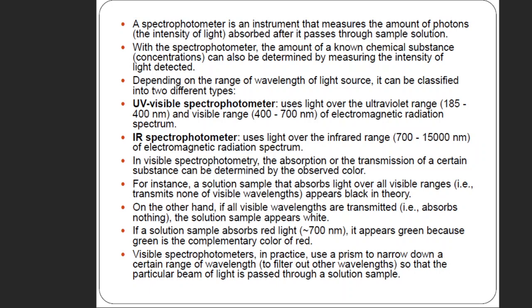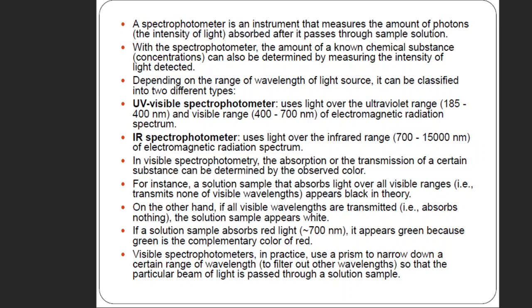With the spectrophotometer, the amount of known chemical substance, that is concentration, can be determined by measuring the intensity of the detected light. Depending upon the range of wavelength of light source, it can be categorized into different types. So not only these two types, there are different types as well. One is UV visible spectrophotometer.